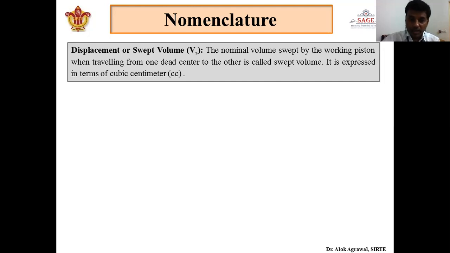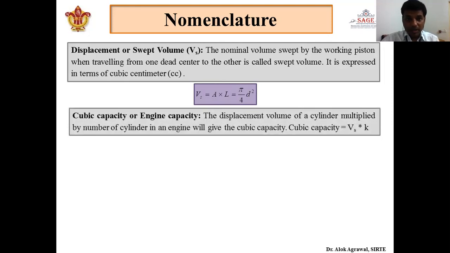If you consider that the bore diameter is d and the stroke length is L, then the swept volume will be area into length, and it will be pi by 4 d square into L. Cubic capacity or engine capacity depends upon the swept volume and the number of cylinders. If there is a single cylinder engine, the cubic capacity will be pi by 4 d square into L.